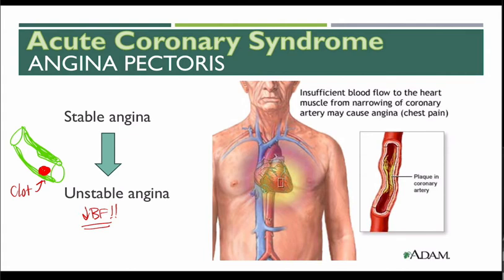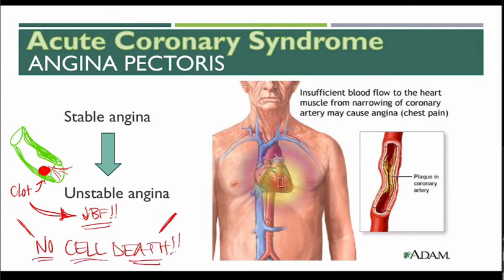Now, the only difference between unstable angina and a myocardial infarction, or a heart attack, is that there is a sudden drop in blood flow from the clot, but it is not so occluded that it causes cell death. So it's really the exact same story as a heart attack, except there's still just enough flow getting through that there's no cell death. We're going to tie back into our Unit 1 conversation on cell injury and death here when we start talking about what happens in different versions of acute coronary syndrome.